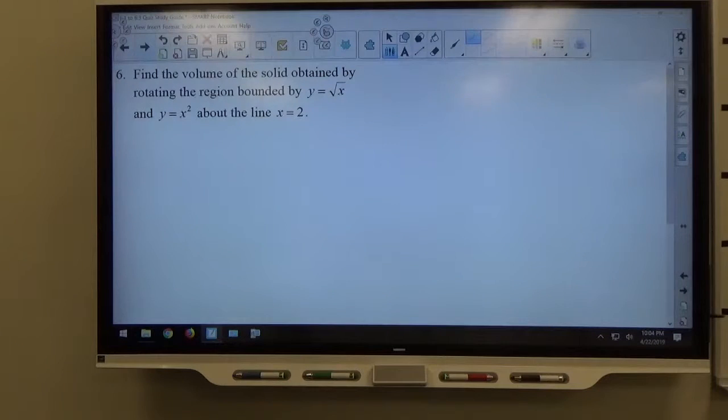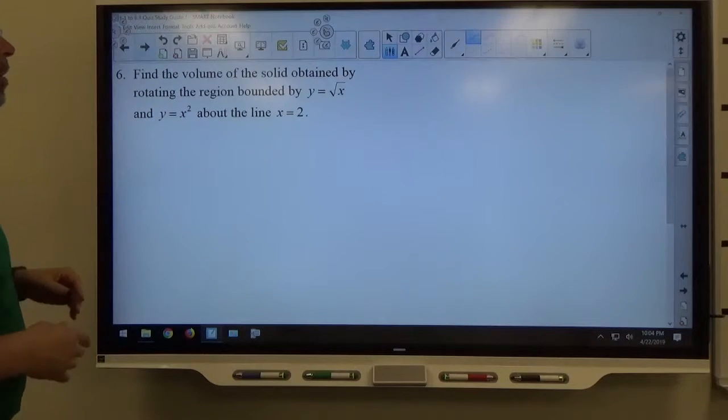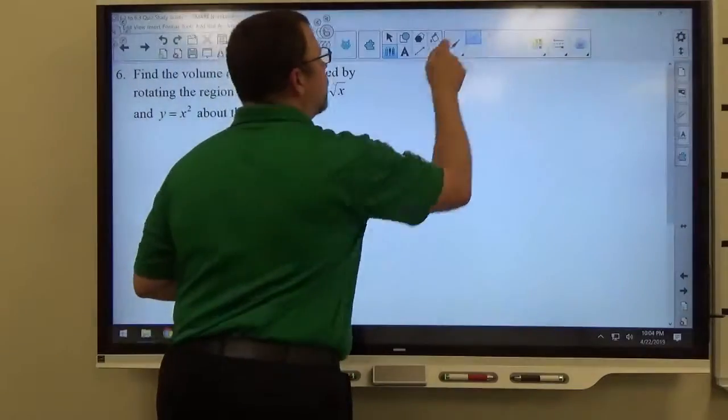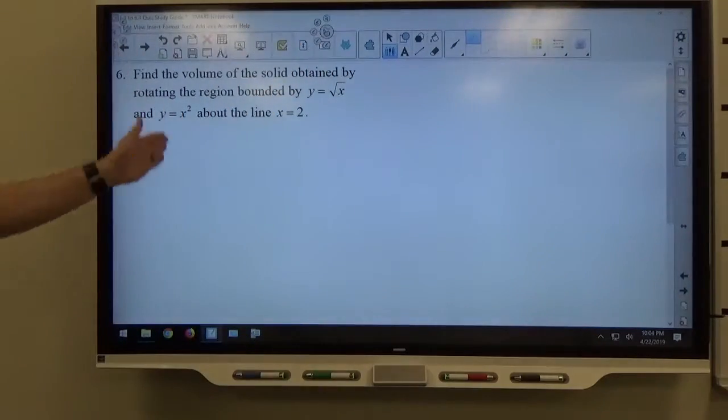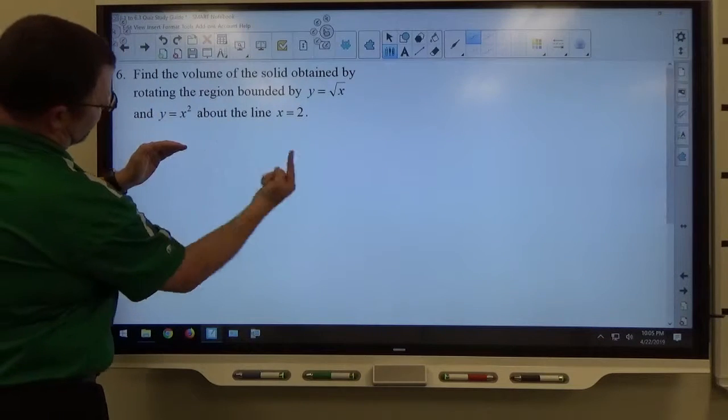For number 6, find the volume of the solid obtained by rotating the region bounded by y equals the square root of x and y equals x squared about the line x equals 2. Again, you have graph paper on yours, I don't, but I'll just do it without. X equals 2 is a vertical line. Kind of imagining this shape, something like this, and it's going to be going this way.